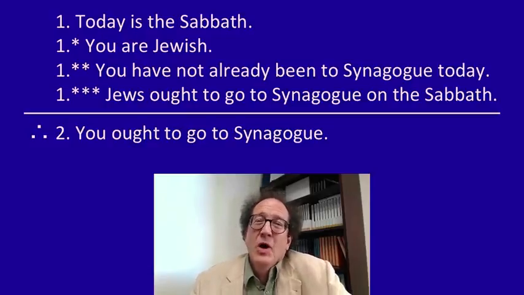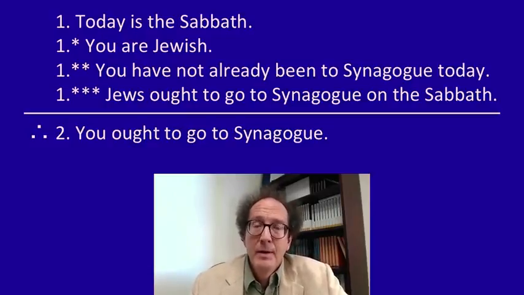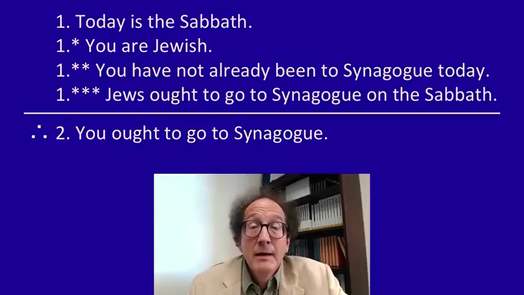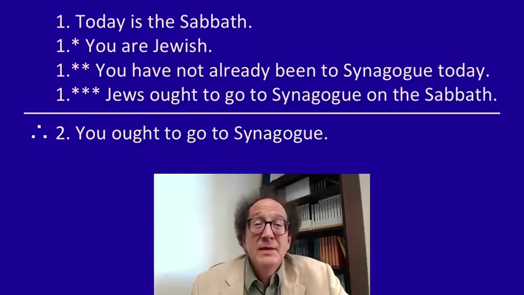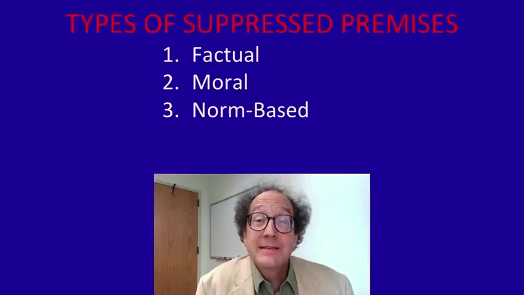Now, of course, all of those premises might be questionable. Some people would question them. Some people would deny them. But the point here is to figure out what's being assumed by somebody who gave the original argument. And anybody who says, it's the Sabbath, so you ought to go to synagogue, seems to be assuming that you're Jewish, you haven't been already, and Jews ought to go to the synagogue on the Sabbath. So what these suppressed premises do is they bring out the assumptions that somebody who gave that argument must have had in mind.